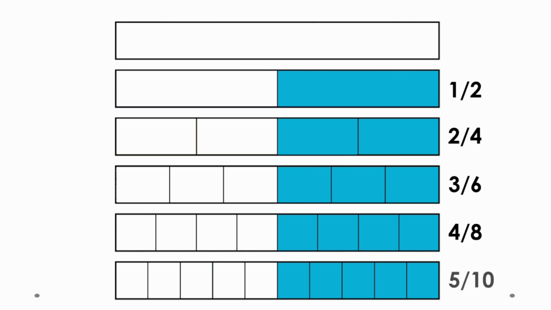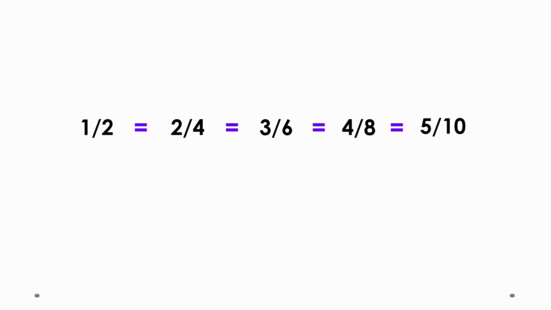Though these fractions look different, visual representation helps us to establish that all these are same or equivalent fractions. So we can see with the help of the fraction strips that 1/2 is equal to 2/4, 3/6, 4/8 and 5/10. Hence, these are equivalent fractions.